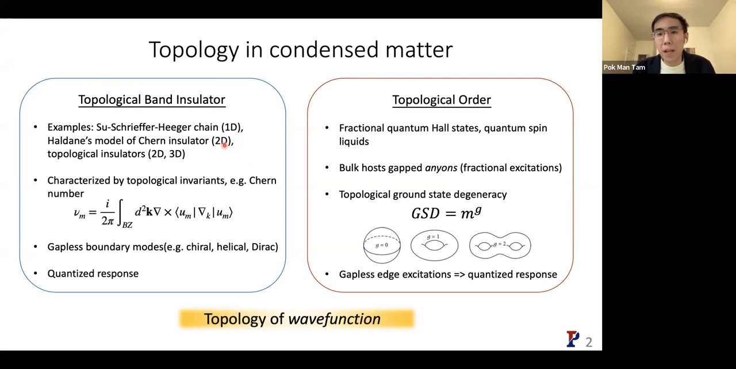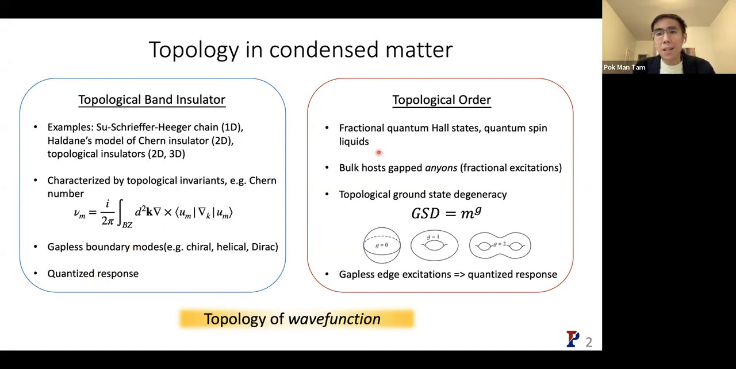For example, the number of gapless boundary modes that you can find on the boundary of your integer quantum Hall insulator is determined by the Chern number, which is determined by how the Bloch wave function twists in the Brillouin zone, as characterized by the integral of the Berry curvature. And that again is very well related to quantized responses such as Hall conductivity.